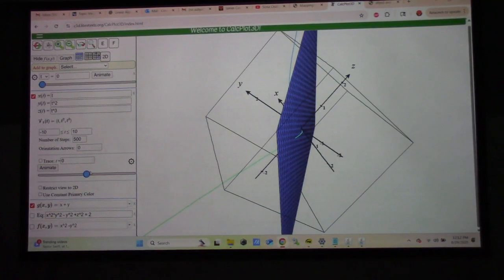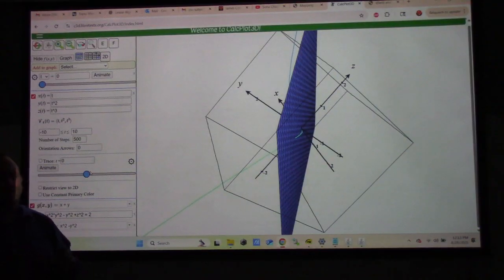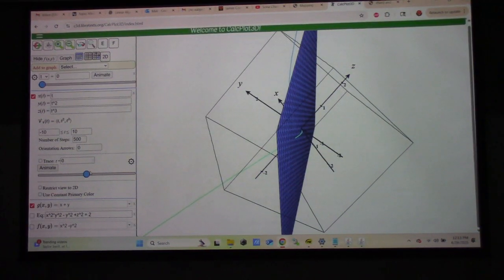We just look up CalcPlot3D, should come up, or is it somewhere? Are you asking me how to find this website? Yeah. I made an announcement. There's a link in the announcement. Oh, okay. That's okay. It's also on my website, but let me show you where it is in the website.